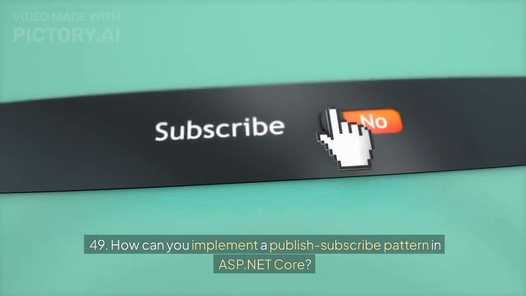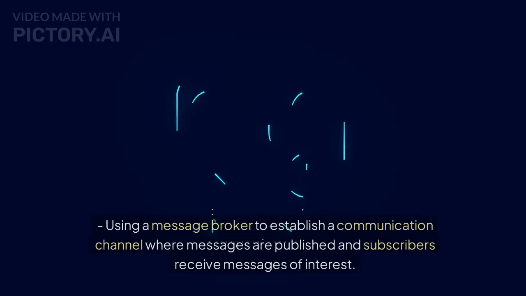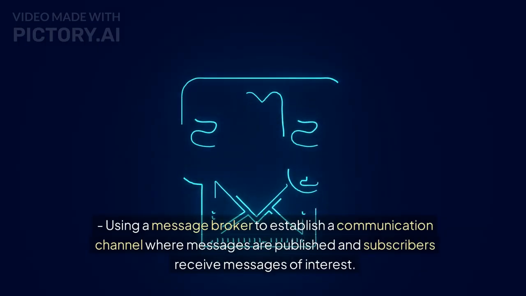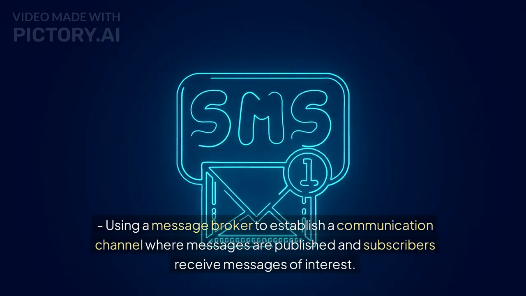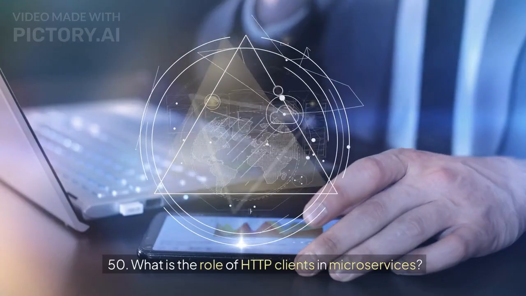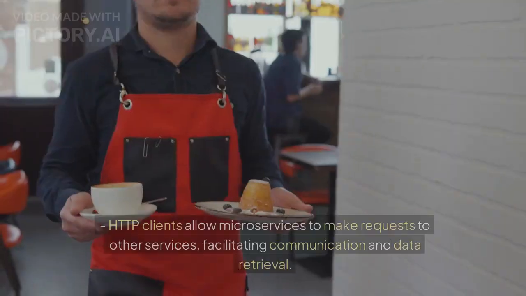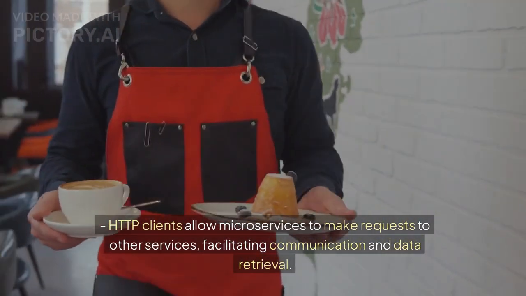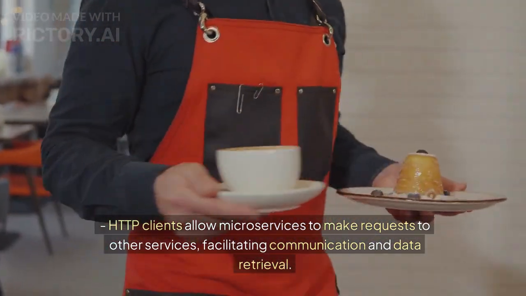49. How can you implement a publish-subscribe pattern in ASP.NET Core? Using a message broker to establish a communication channel where messages are published and subscribers receive messages of interest. 50. What is the role of HTTP clients in microservices? HTTP clients allow microservices to make requests to other services, facilitating communication and data retrieval.